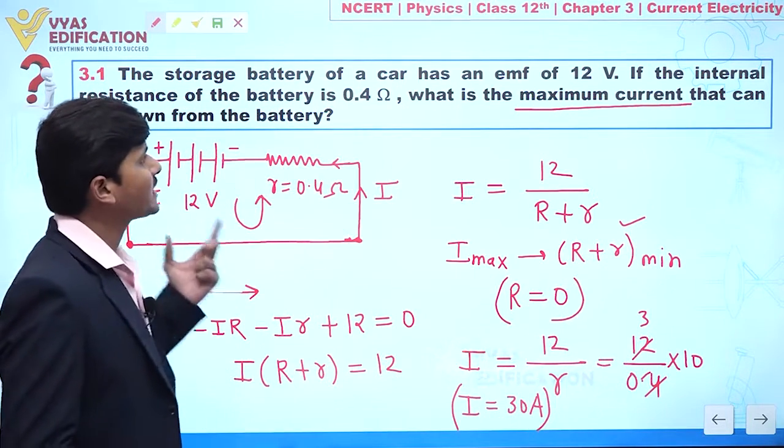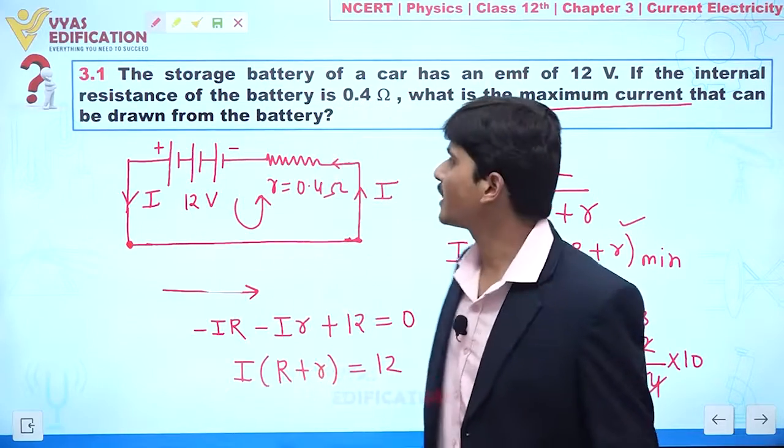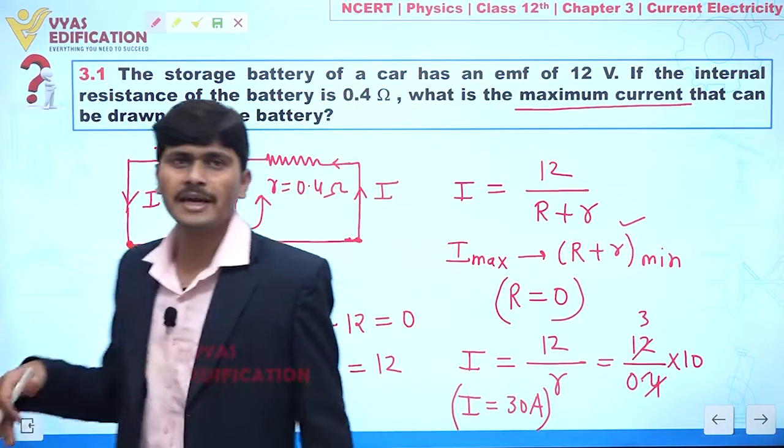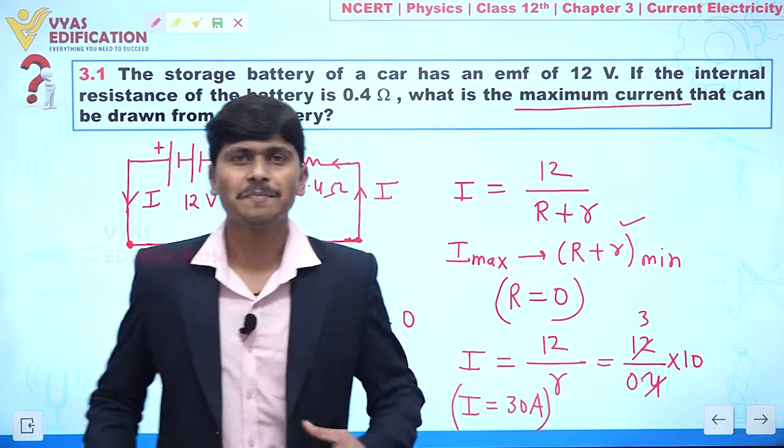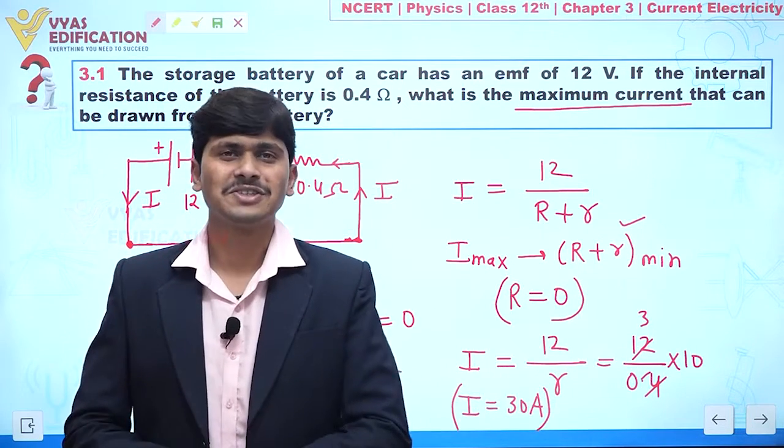Clear to everyone? So the maximum current that can be drawn from the battery, the maximum current that can flow in this circuit, is equal to 30 ampere. So this is the answer to this question. Clear to everyone?